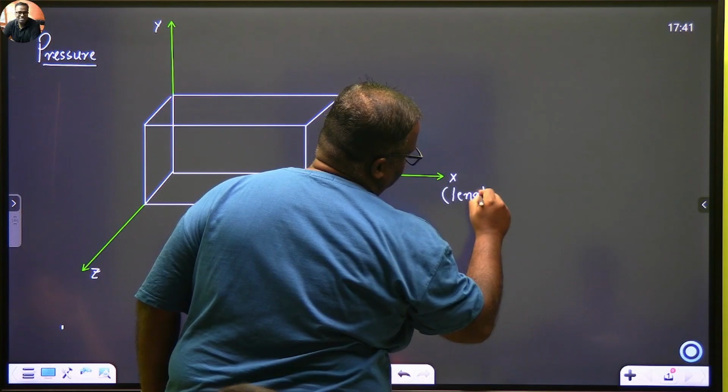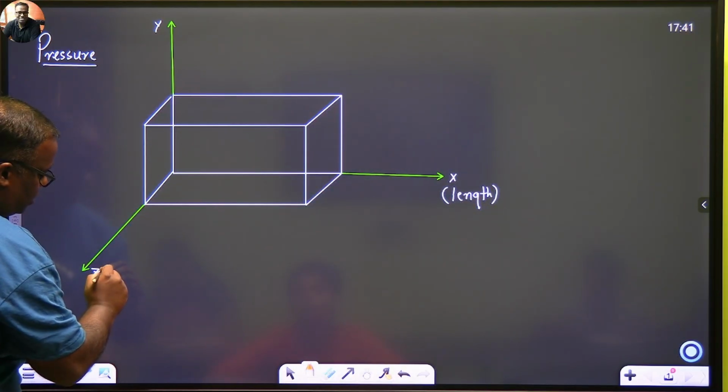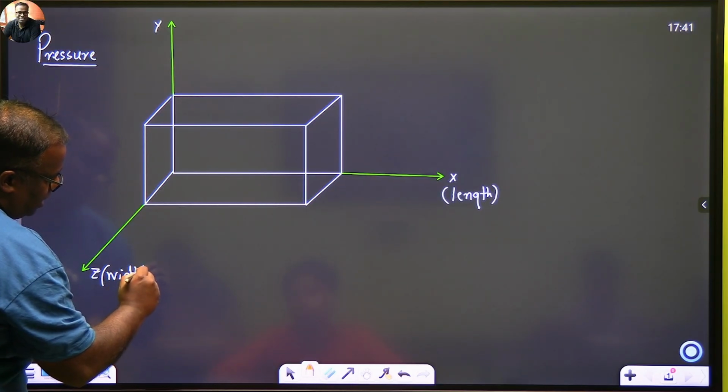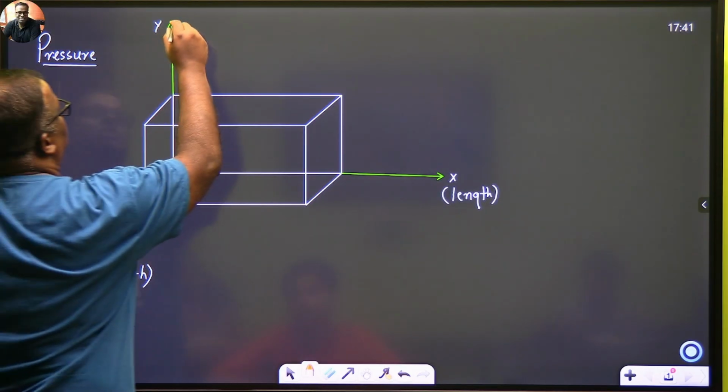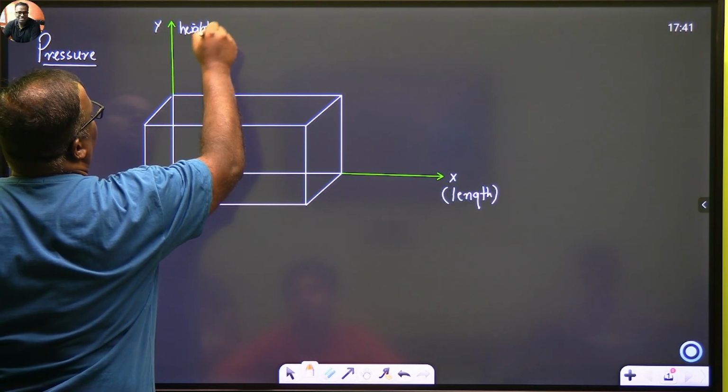We measure the length in terms of L. We'll measure the width in terms of either W or B. Width is also known as breadth, as you might have learned till now. And the height is shown as H, which stands for the height.